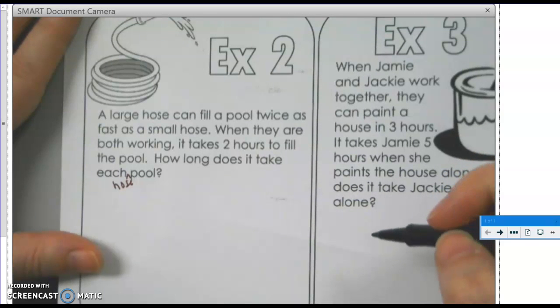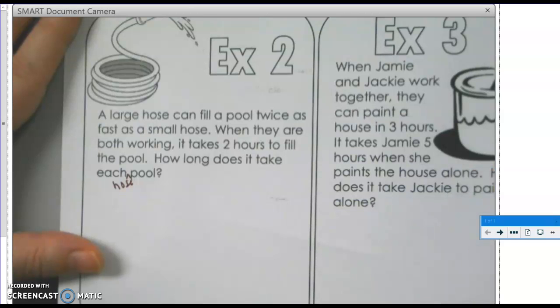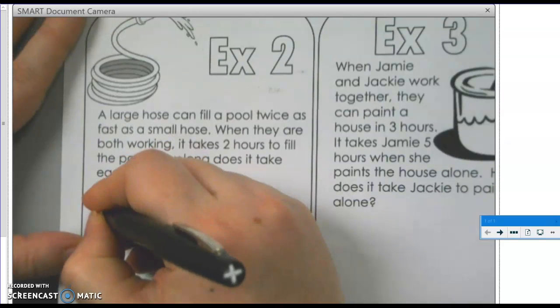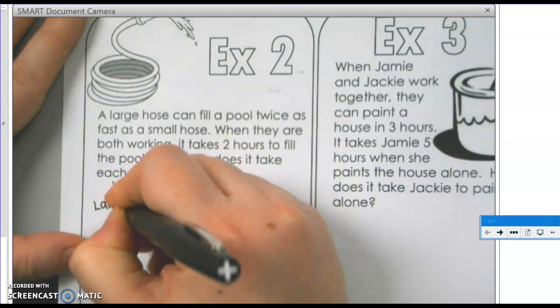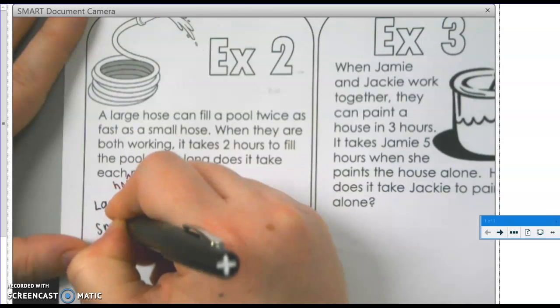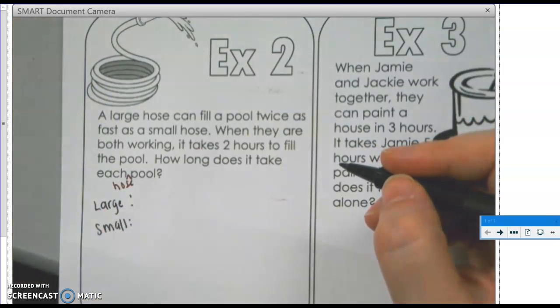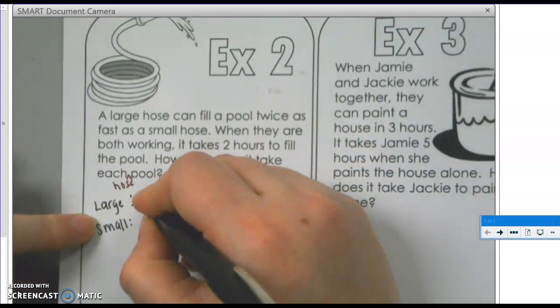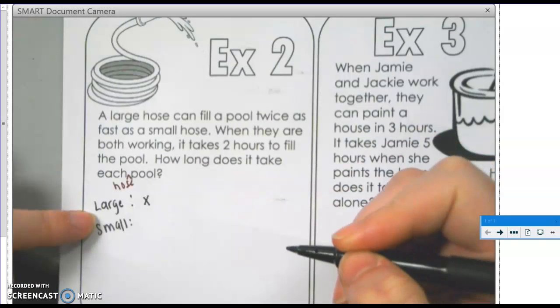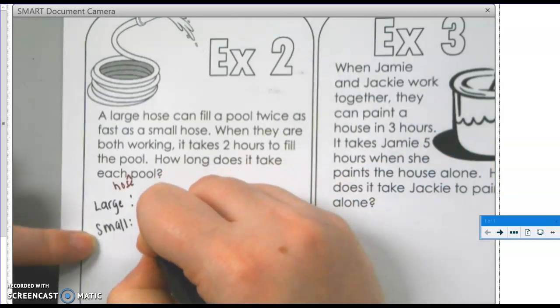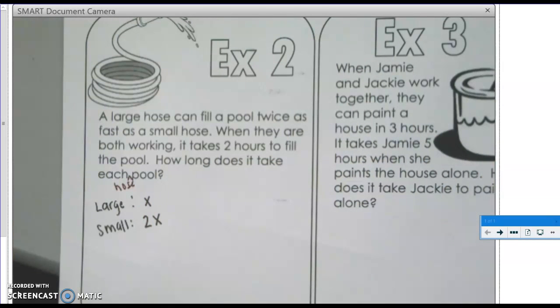So remember, with time, the larger the answer, the longer it takes. Since the large hose is going faster, it takes less time. So we're going to actually use X to be our large and 2X to be our small.